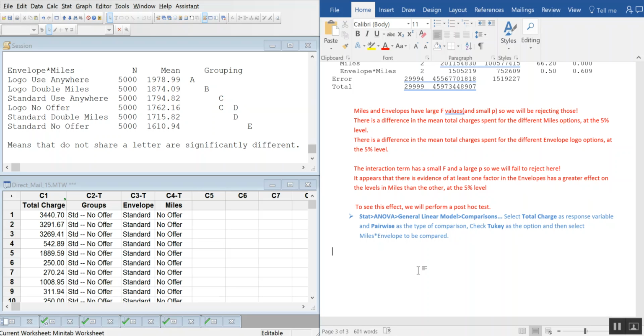Anyway, that's all I have for you. Oh, I almost forgot. The other offer thing is, notice that logo no offer works just as well as standard use anywhere. So what's interesting about that is if you wanted to hit more people and not cost yourself so much, just the presence of the logo would be cheap, and then you wouldn't have to give away mileage, which is interesting. So you kind of have to weigh your pros and cons. You should definitely consider your costs of offering mileage before you make any final decisions on this. That's all I have for you for today.